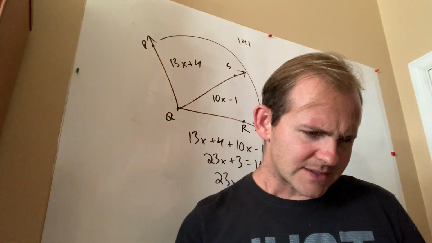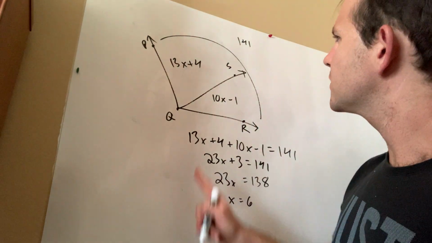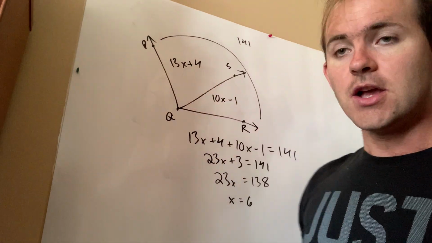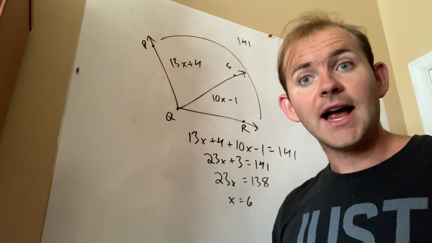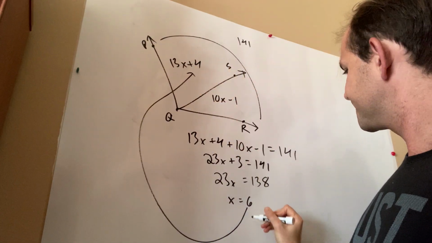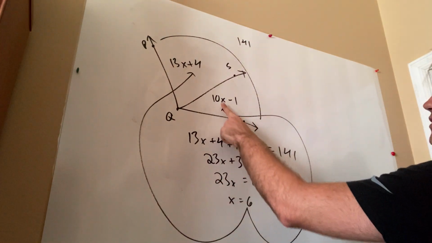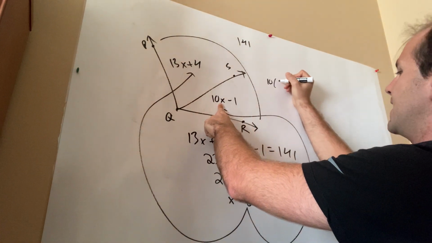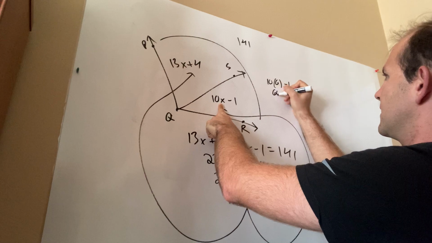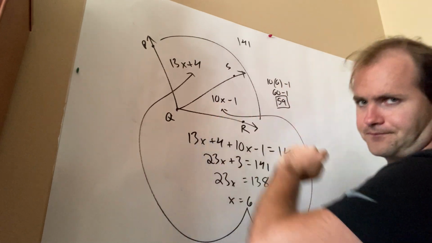Now the other 2, they ask us to find angle PQS and angle SQR. In other words, they're asking us to find these 2. So with that being said, I'm gonna have to substitute. Once there, and once here. So let's do this one first, right? So 10 times 6 minus 1, 60 minus 1 is 59.